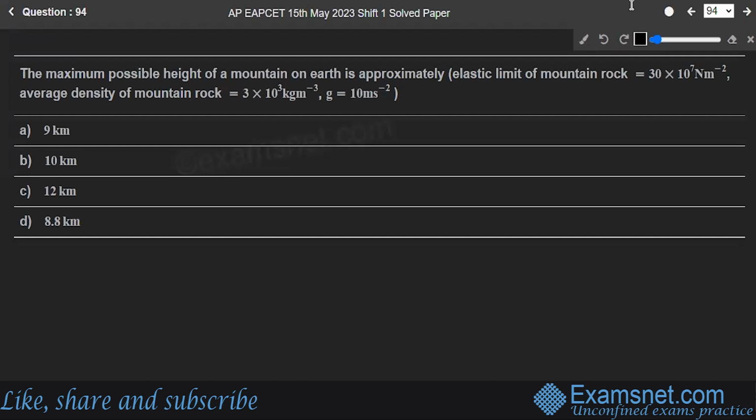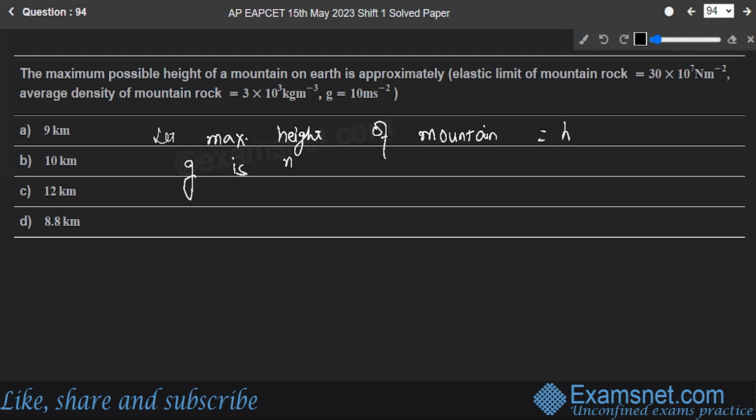Question number 94. The maximum possible height of a mountain on Earth is approximately how much out of these options? Here you are given that the elastic limit of the mountain rock is this, and the average density of the mountain rock is this. You are given acceleration due to gravity as 10 meter per second square. So let's say first of all, h is the maximum height of the mountain rock.